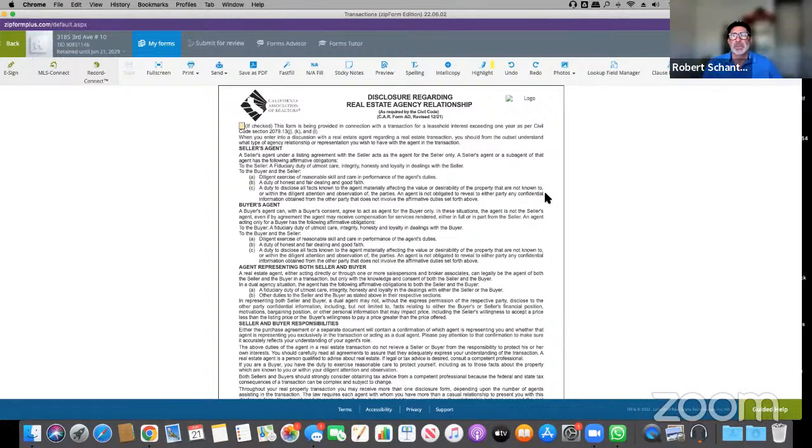So when you have the templates that are already preloaded into your Zipforms, you'll have all these forms in your transaction template. So don't worry about where you need to bring them in. No, they're in the templates. If you've set up your Zipforms through Command, through DocuSign, everything will be in there. You just have to download the templates and then you're good to go.